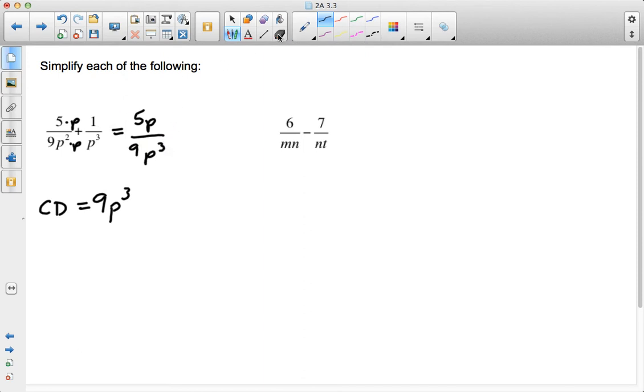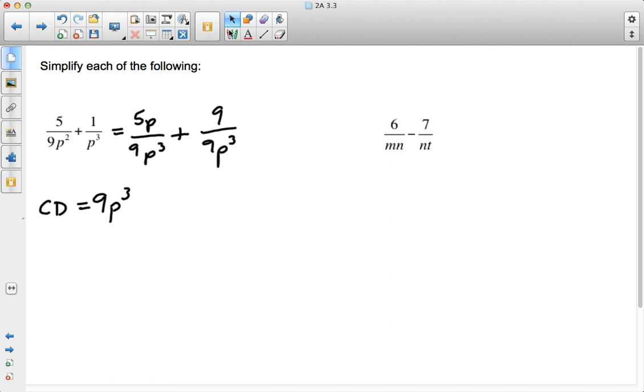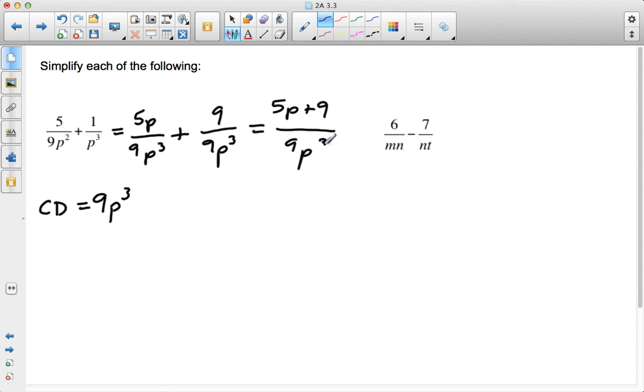And then I'm looking at my second fraction, 1 over p to the third. Well, p to the third, if I multiply it by 9, I get 9p to the third. So I'm going to take my numerator and multiply it by 9. Now I can go ahead and add those values together, since I have a common denominator, I can just add my numerators together to get 5p plus 9 over 9p to the third.